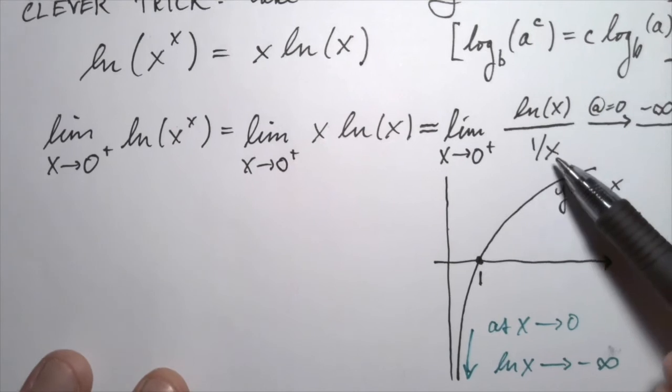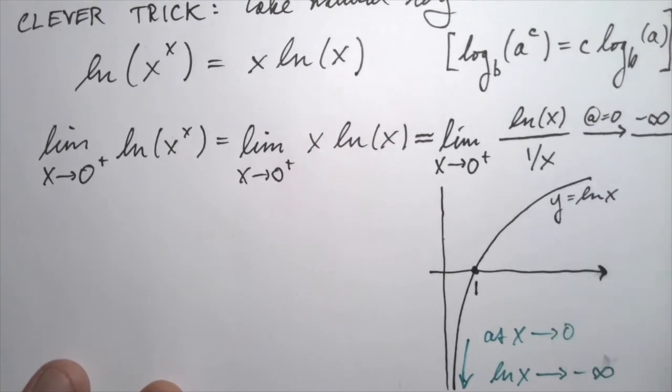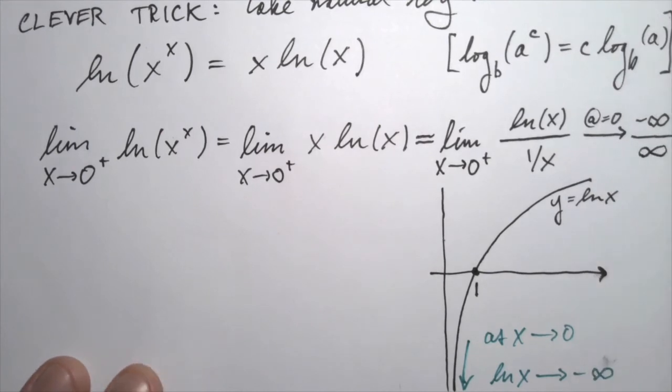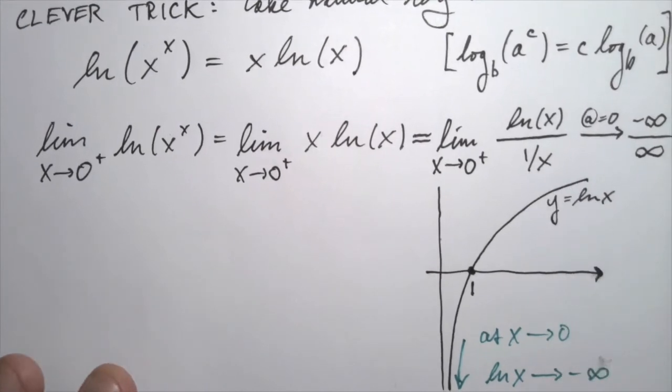Okay, what about 1 over x? What does that approach as x approaches 0? Well, that approaches positive infinity because if you're dividing by a really small number, that's the same thing as multiplying by a really big number.